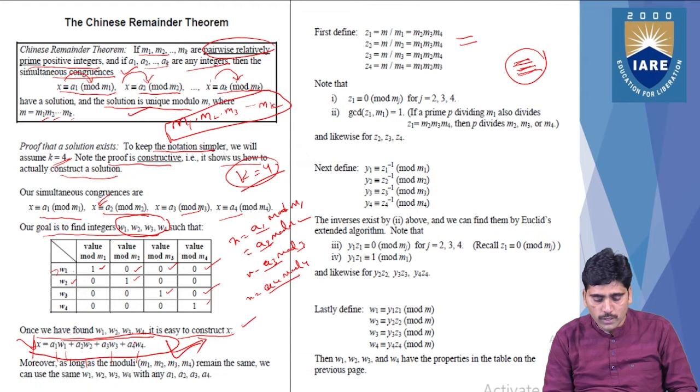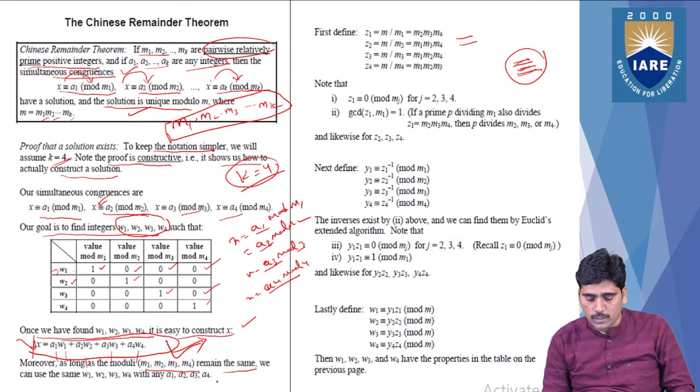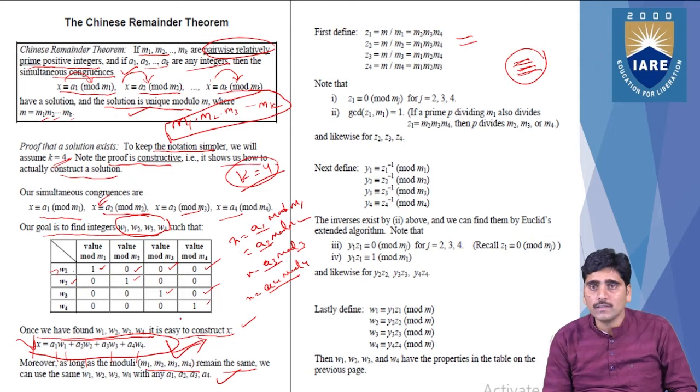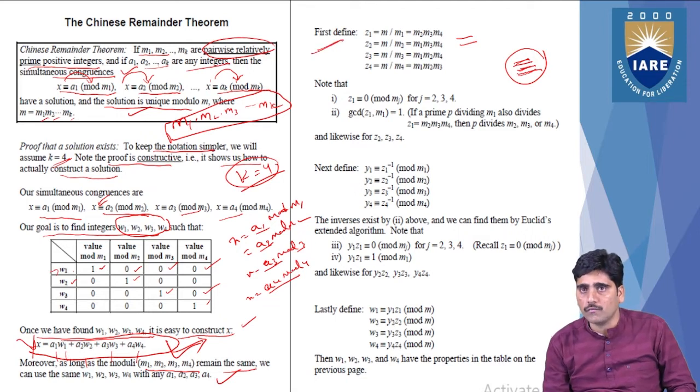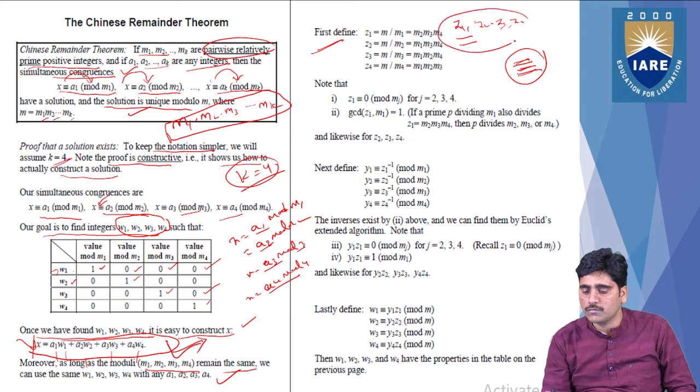Moreover, as long as the moduli M1, M2, M3, M4 remain the same, we can use W1, W2, W3, W4 with any of A1, A2, A3, A4, right? So to obtain this X equals A1 W1 plus A2 W2 and so on, first of all, we need to define three things. First we need to define the Z values, that means Z1, Z2, Z3, Z4.